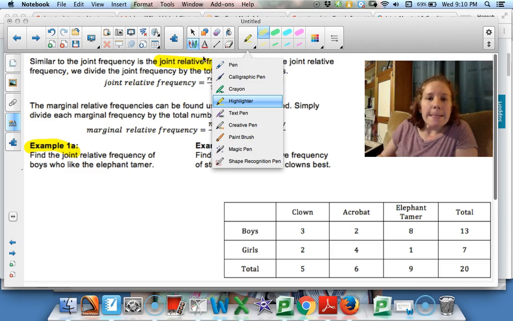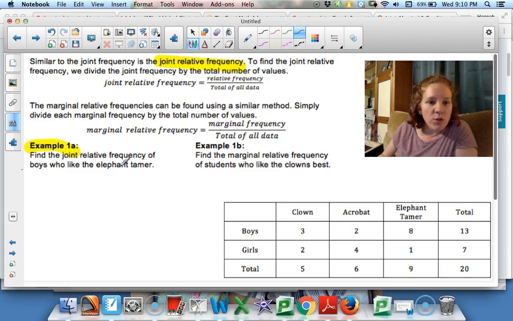Okay, we want to know the joint relative frequency of boys who like the elephant tamer. So I'm going to go to my boy row and pull the elephant tamer number, which is 8. That's going to be my relative frequency.